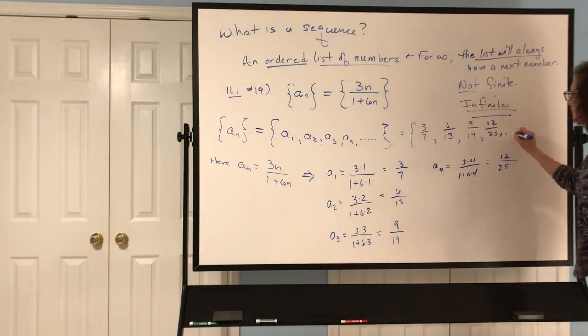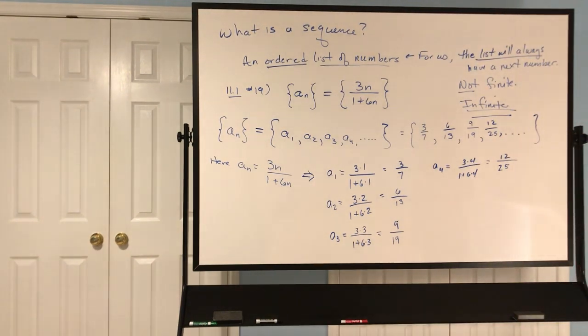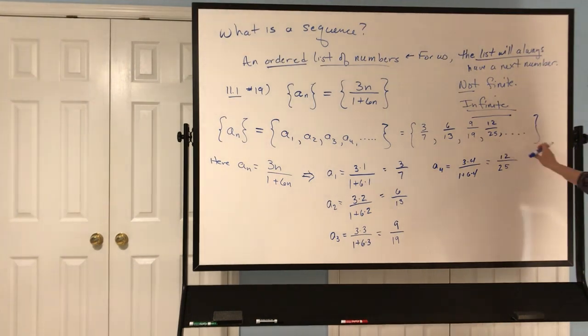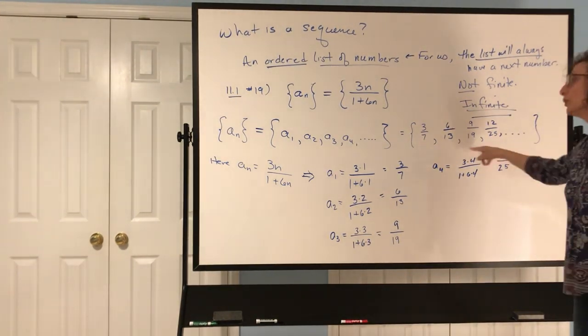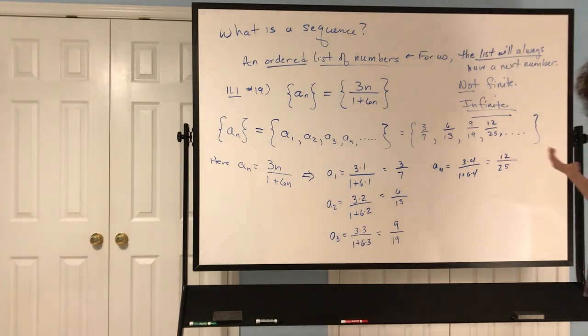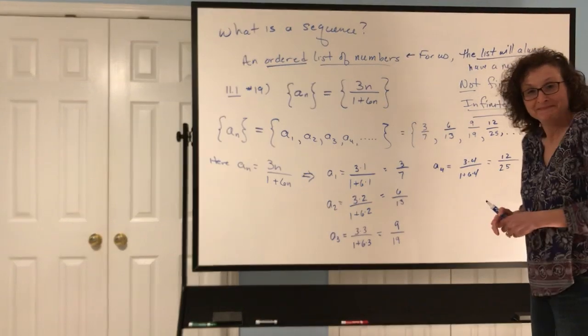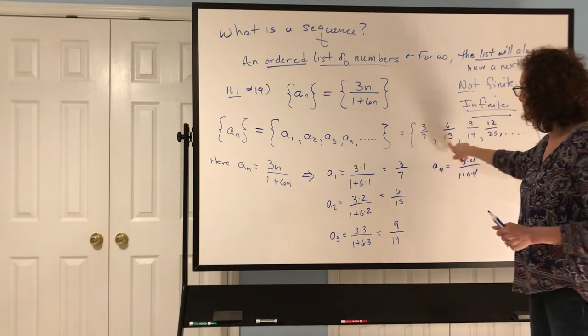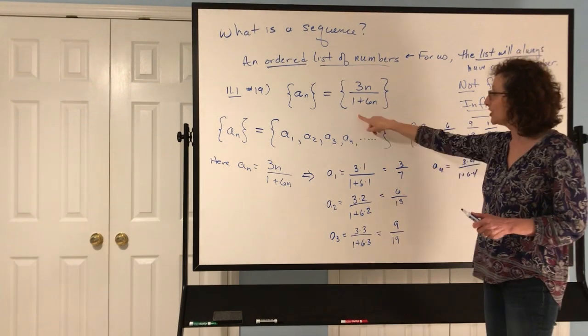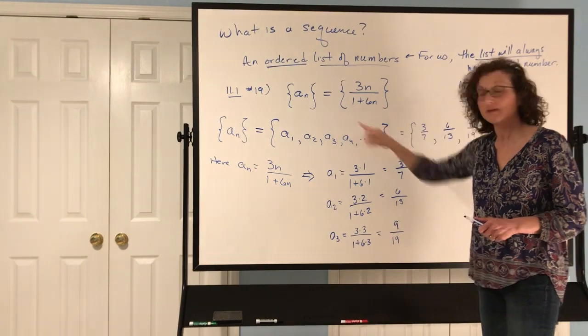So here is our sequence. Yeah? It's infinite. It's going to go on forever. Yes? Okay? Here is each term. It's a list of numbers that is ordered. Each number has a particular spot it belongs in. Yeah? And there we have it. So we wrote out some of the first terms. So these are the first four terms of the sequence generated by this expression, right? Of the sequence given here.